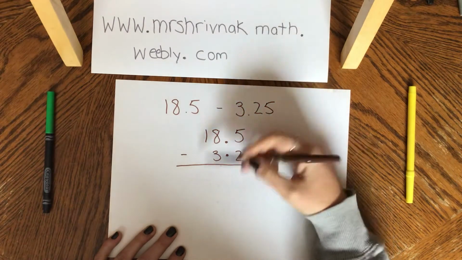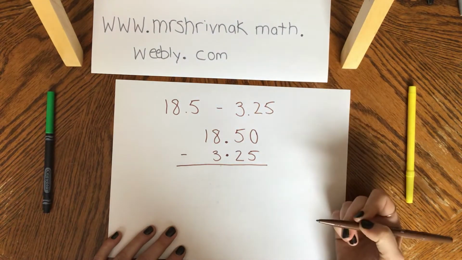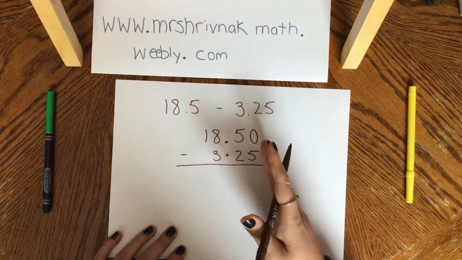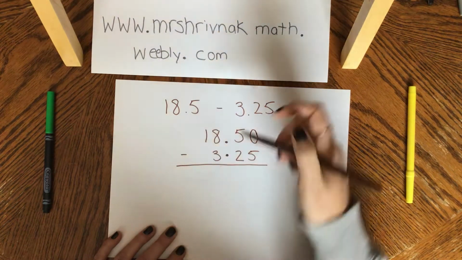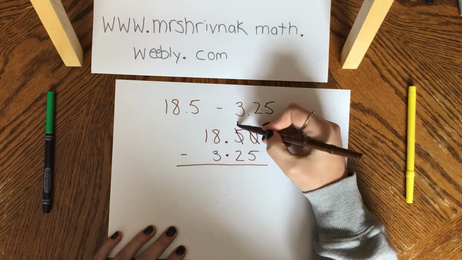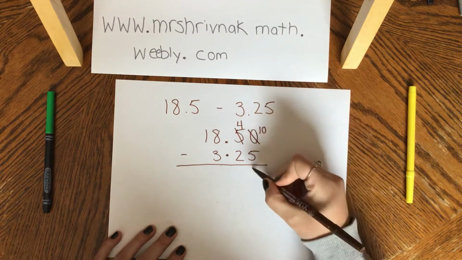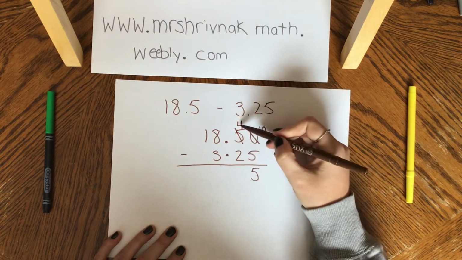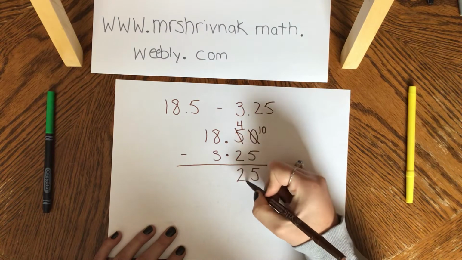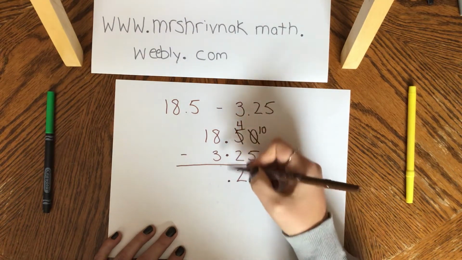Now, lining up these decimals means that I have nothing to subtract from here, so I need to place a 0. Because of this, and this is very important, I need to borrow. So I'm going to regroup. I'm going to change this to a 10 and change this to a 4. Now I can subtract. 10 take away 5 is 5. 4 take away 2 is 2. I bring down my decimal point, very important for that to stay lined up.